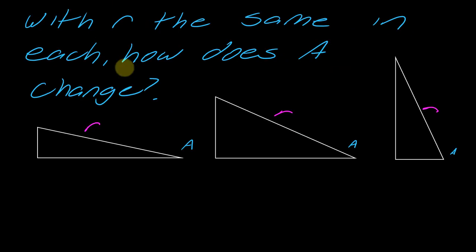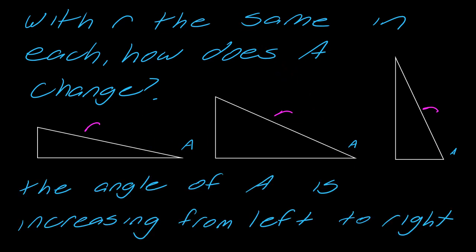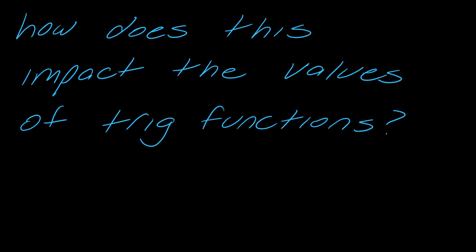So let's assume that I have this situation here. I have the same length hypotenuse in each picture. My question is, how is my angle A changing, just based off of this, with the hypotenuse always staying the same? Well, you can see that this angle size is increasing, right? We can see that it's getting bigger. And the real question is then, how does this impact the values of the trig functions?